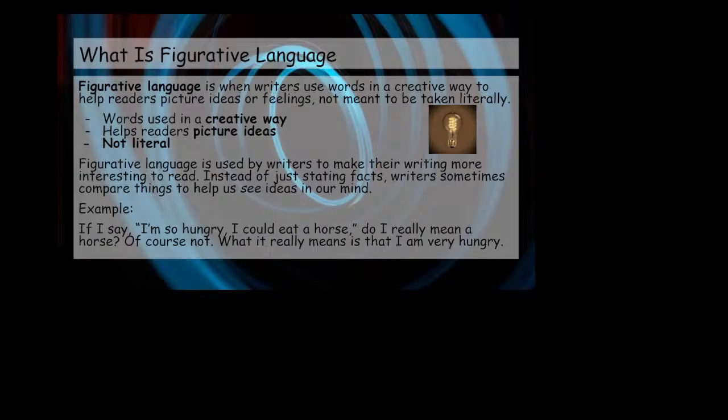Figurative language is used by writers to make their writing more interesting to read. Instead of just stating facts, writers sometimes compare things to help us see ideas in our mind. For example, if I say, I'm so hungry I could eat a horse, do I really mean a horse? Of course not. I'm not going to actually eat a horse. However, it means that I'm very hungry. Not hungry enough to actually eat a horse, but it's an exaggeration in figurative language that makes the writing more interesting to read instead of just telling straightforward.